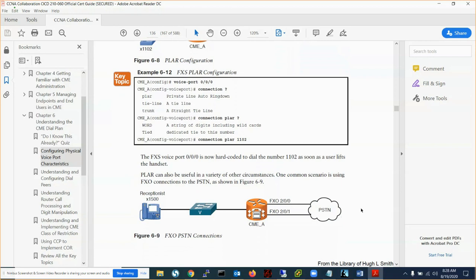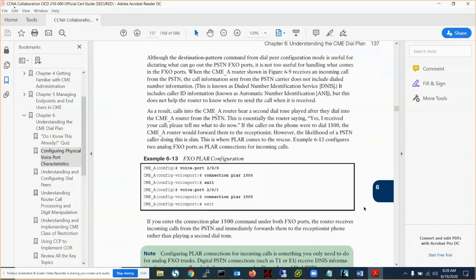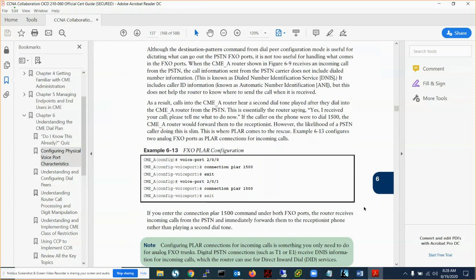So they tell you now that the voice port is hard coded to 1102 as soon as the user lifts the handset, right? And I think they give another scenario here, the receptionist phone. So you have some lines going out to the PSTN, and you have these PSTN lines coming to the FXO. What will happen? The PSTN provider mightn't be sending the called number, so CME wouldn't know.